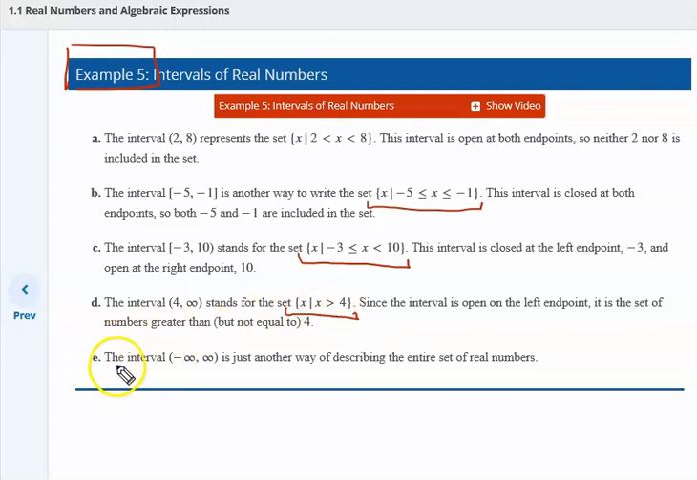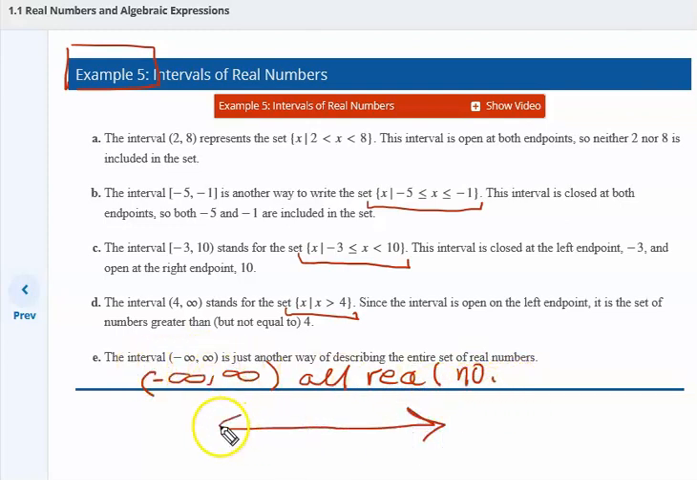Now here's one that's particularly interesting, and that is where it's from negative infinity, comma, to positive infinity. So it would be open, and it would go through all real numbers. That would be, in a sense, if you were to graph it, a number line that's completely filled in. That would be the graphic illustration of this interval notation.